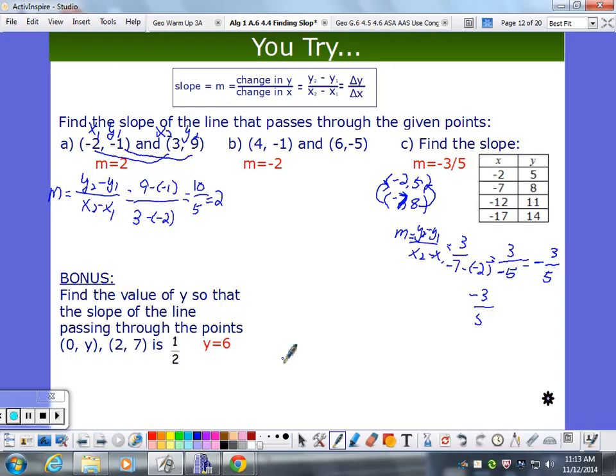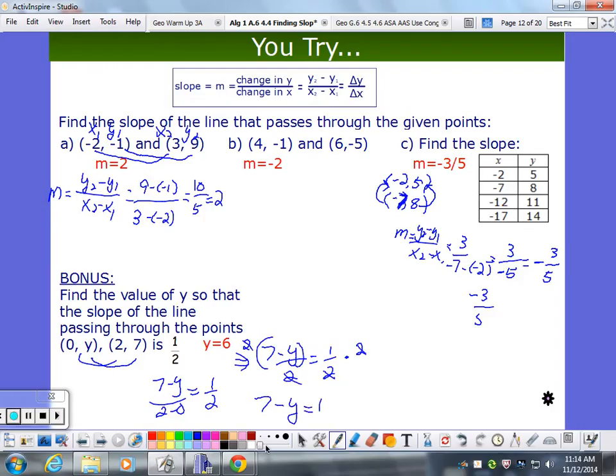Instead of doing this, let's see. 7 minus y over 2 minus 0 equals 1/2, right? Simplify the bottom there. So I'm getting 7 minus y over 2 equals 1/2. Instead of distributing, you can multiply both sides by 2. Right? And that'll knock that one out. 7 minus y equals 1.